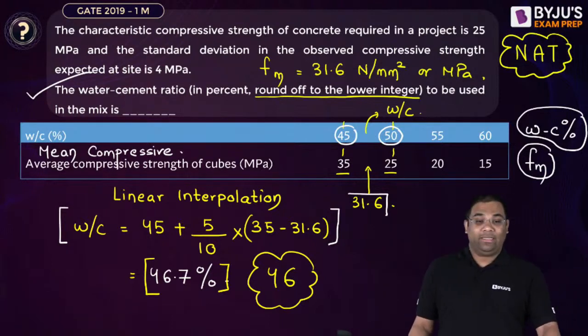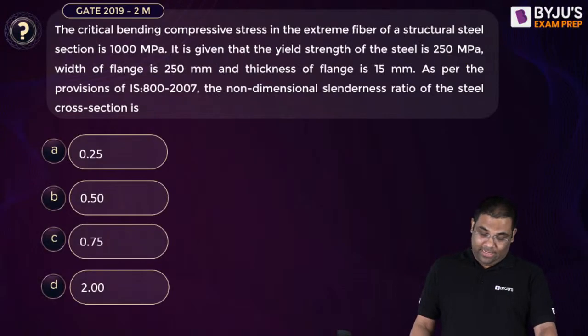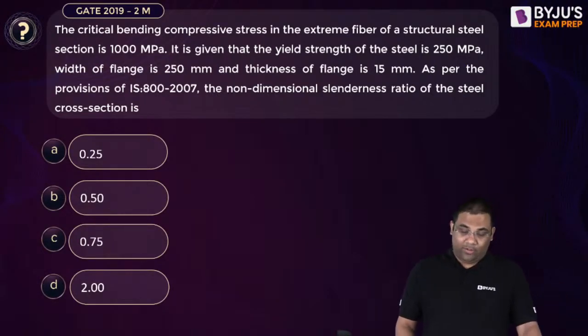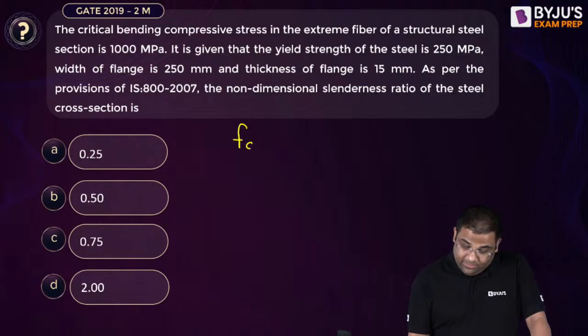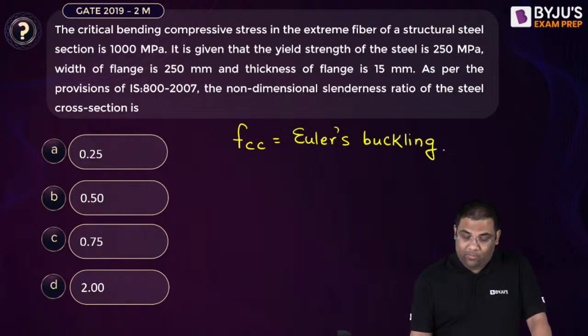Okay, so the answer is 46. Understood? Let us go to the next question. It's a very simple 2-mark question asked in GATE 2019. What is given? The critical bending compressive stress. What is this critical bending compressive stress? This is the Euler's buckling stress.